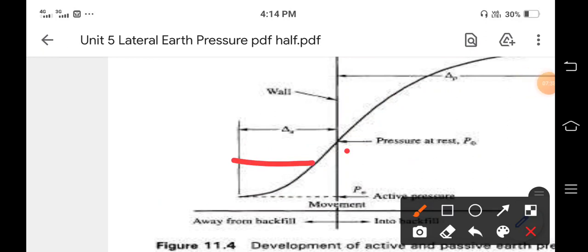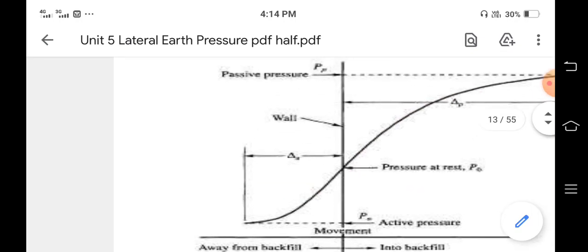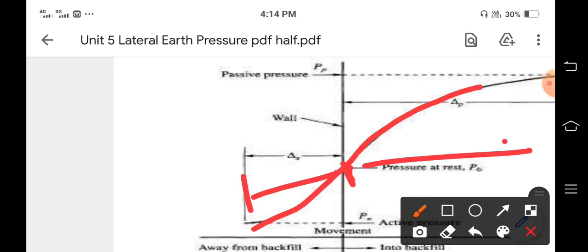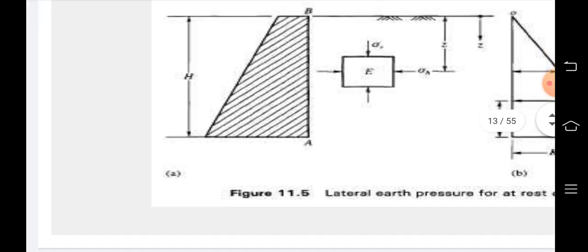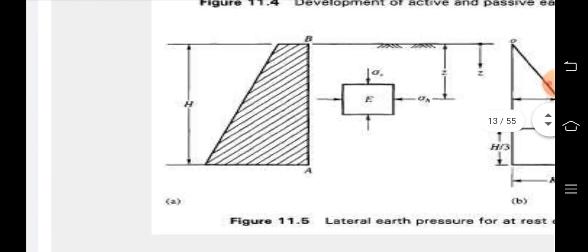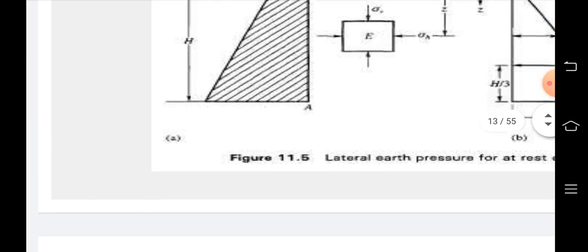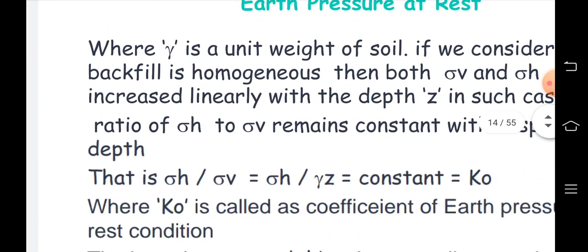And here this curve is for towards the backfill, or into the backfill. So this curve will show all these three kinds of pressure. There is rest pressure, this is active, this is passive. So now we are looking at the earth pressure at rest. Here we are calculating the vertical pressure, that is sigma v is gamma into z, and sigma h.